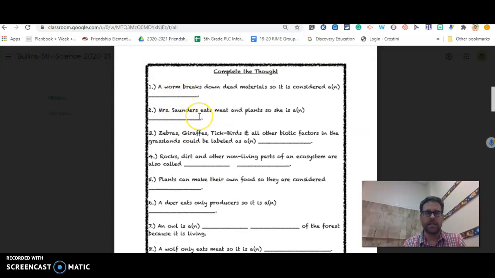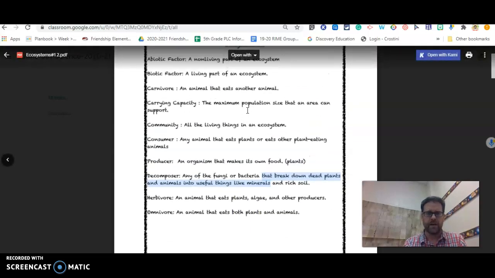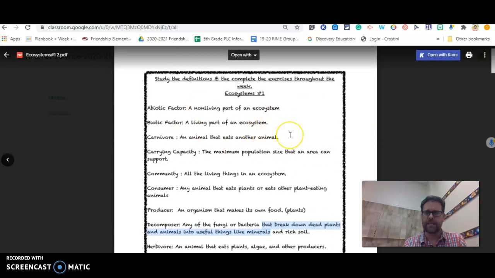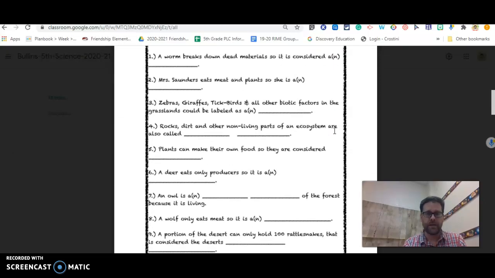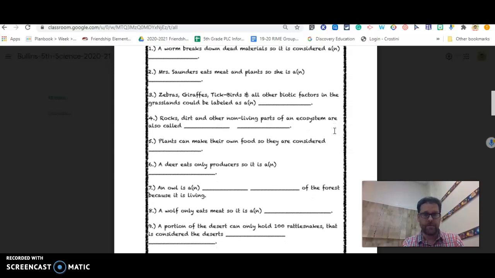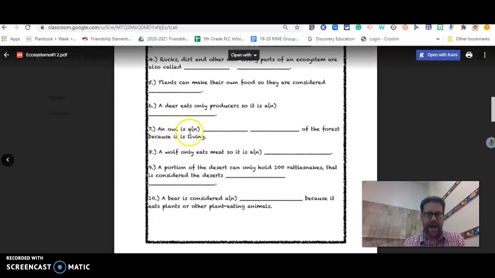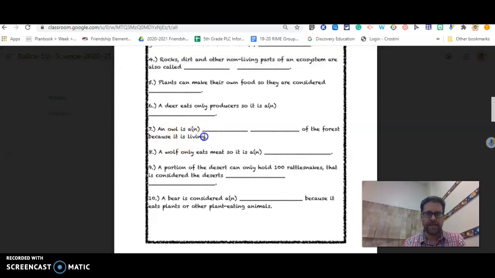Miss Saunders eats meat and plants, shows she is a what? Well, I would have to come back up here and figure out something that eats meat and plants, and it would be one of these answers. I know one that most definitely you should not be missing is this one. An owl is a blank because it is living. So we all know that the answer to number 7 is biotic factor. We just studied that.